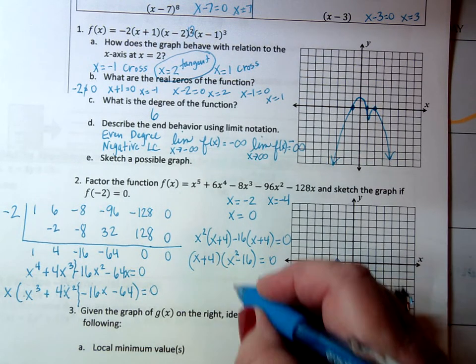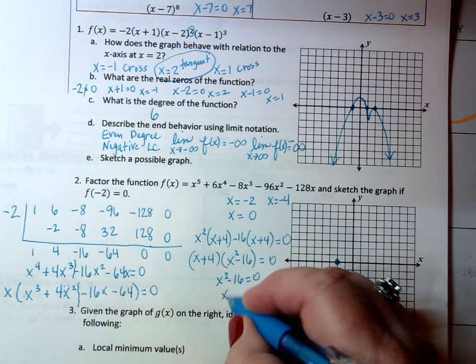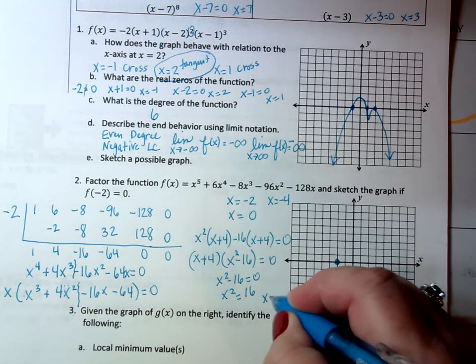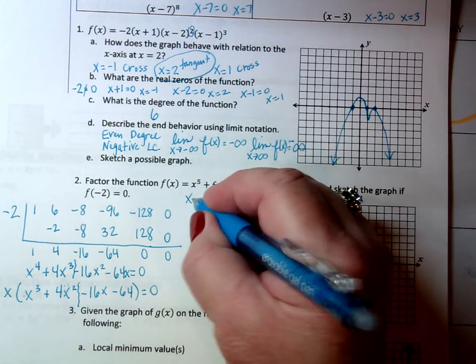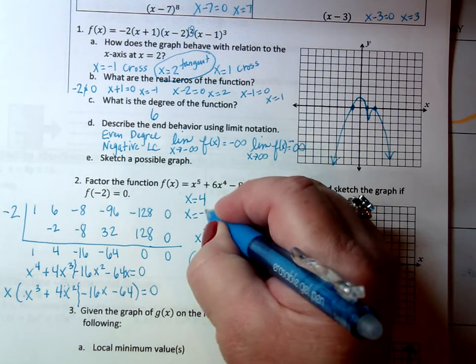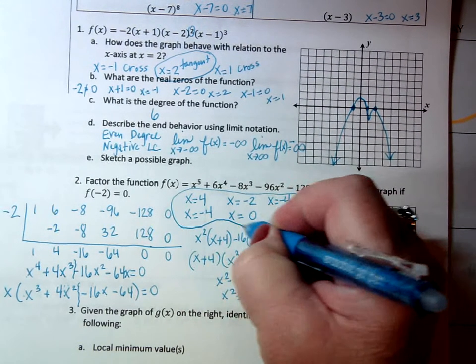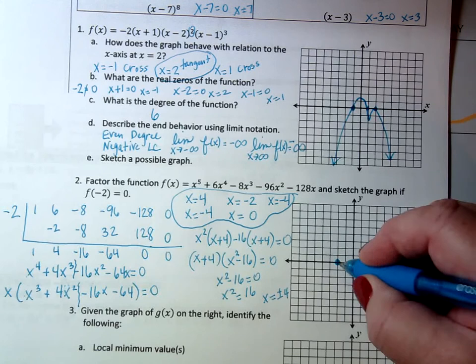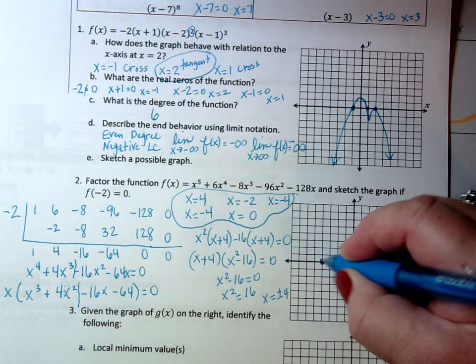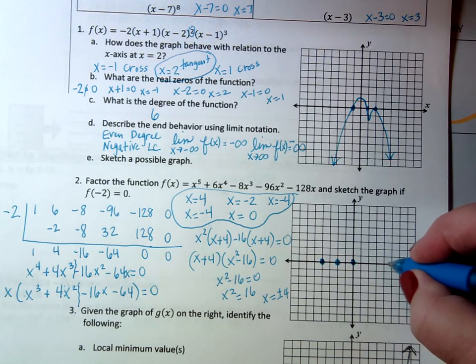All right, let me look at this one. X squared minus 16 equals 0. X squared equals 16. X equals plus or minus 4. So I have, adding to my list, x equals 4, x equals negative 4. These are my solutions, my zeros, my x-intercepts, all the same stuff for this function. So let me plot them on here. I got something going on down here at negative 4, something going on at 0, and something going on at positive 4.